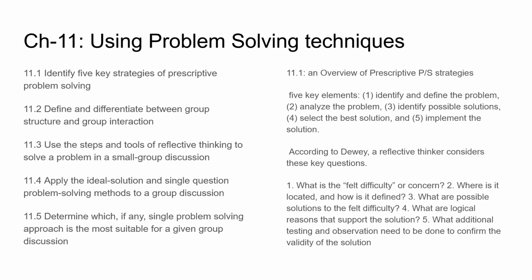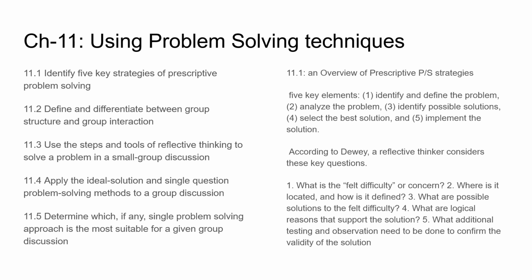Number 1, what is the felt difficulty or concern? Like, what are we worried about? Number 2, where is it located? And then how is it defined? And number 3, the elbow pain here, and it's a severe pain. They use a scale of 1 through 10 for pain. I would say it's like a 9.